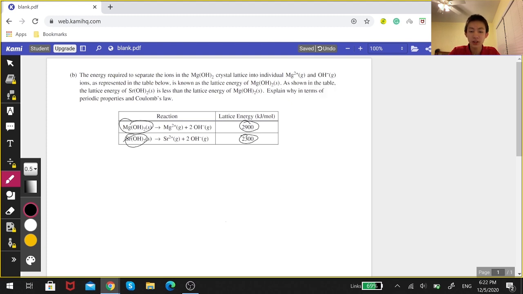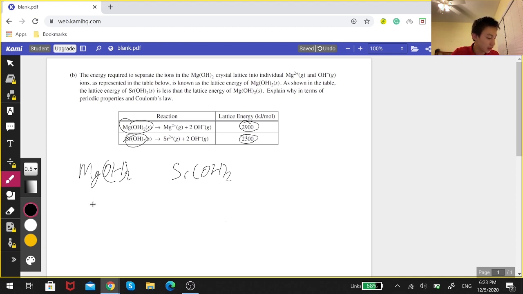Okay, so let's look at this first. We have MgOH2 compared to SrOH2. Now, if you remember in the previous video, we talked about how the bigger the charge, the stronger the lattice energy. The bigger the distance, the weaker the lattice energy. Now, these two have equal charge, so we're going to have to look at the distance.